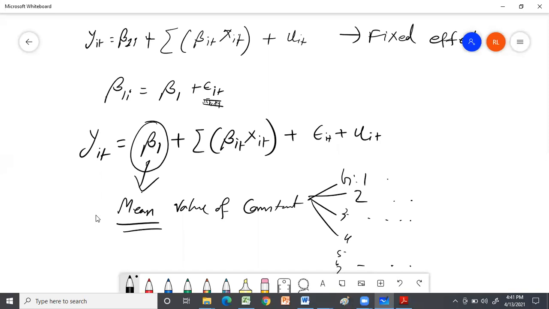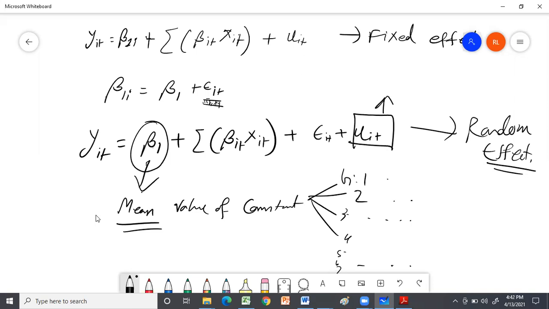Do you understand what I am saying? This epsilon IT means another error term. I see two error terms here. We call this the random effect. This random effect consists of 2 error terms. One error term, this one, is for the whole model. This is the error term for the whole model.